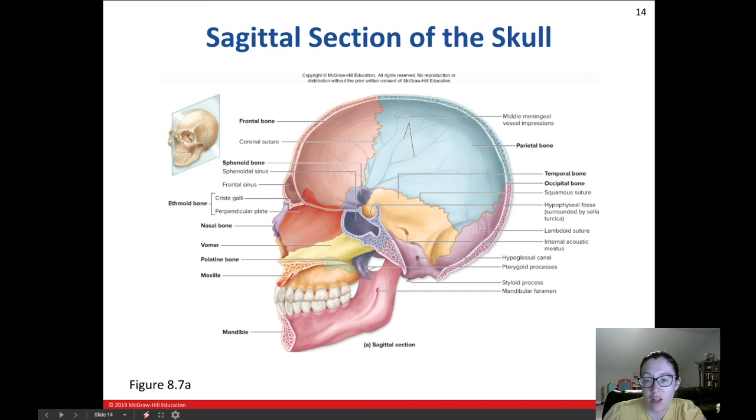And the hard palate is made up of the palatine process of the maxilla, as well as the palatine bone, which is this green bone back here. Now you do have a couple of other sinuses, the ethmoid sinuses as well as the maxillary sinuses, but the maxillary sinuses are kind of too lateral and we can't see them on this midline view.